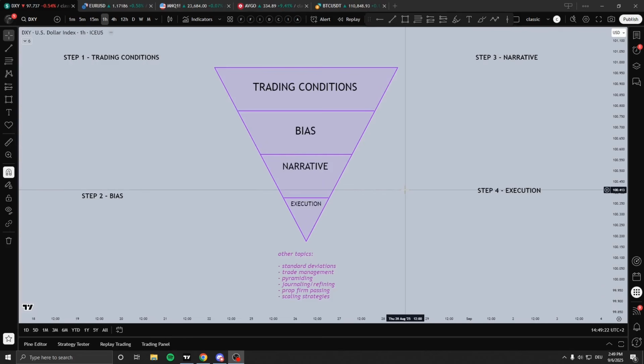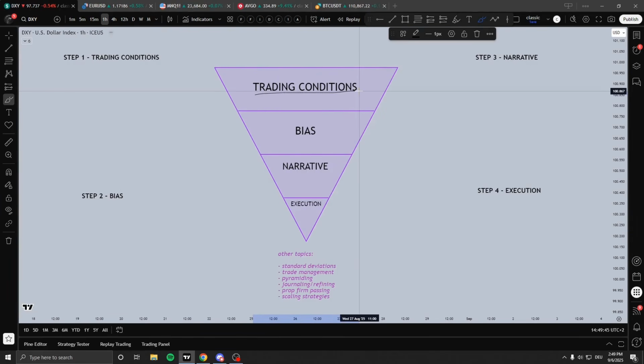So each stage will act as its own filter of this overall funnel, right? You have to imagine you start with the first layer, which is trading conditions, and only once everything that's crucial in that first layer is being met, then you go to the next. And then the same thing again. You can only progress to the next layer in the funnel once this has been confirmed, and then you go to the narrative.